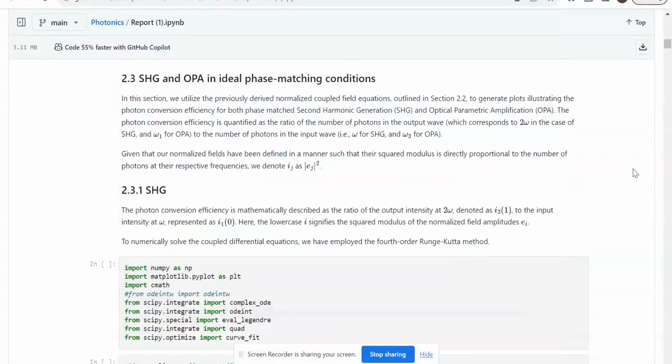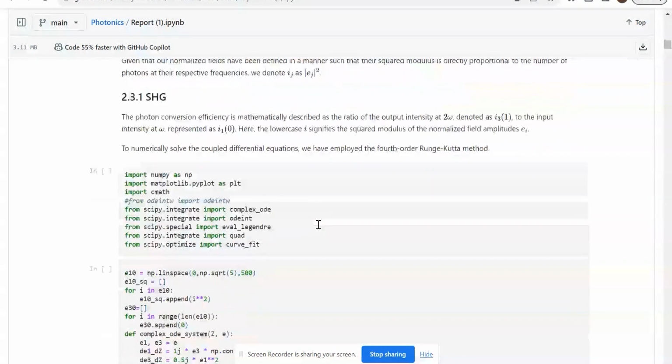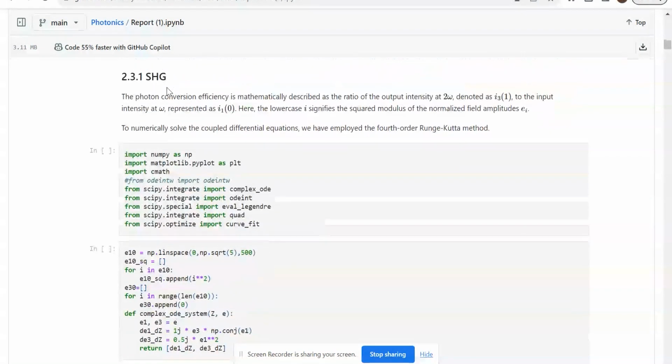Before moving forward, we'll first use our framework to simulate second harmonic generation and optical parametric amplification in ideal phase matching conditions, which occurs when delta phi of z is 0 for all values of z. The intensities here are defined as the squares of the modulus of the normalized electric field. So, starting off with SHG. For SHG in particular, this phenomenon is referred to as phase matched type 1, where the fundamental frequency at omega 1 is upconverted to 2 omega when delta phi of z is 0 for all z.